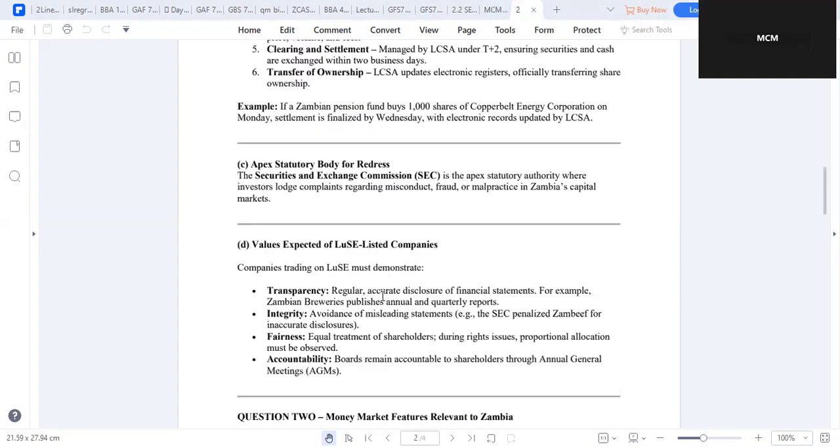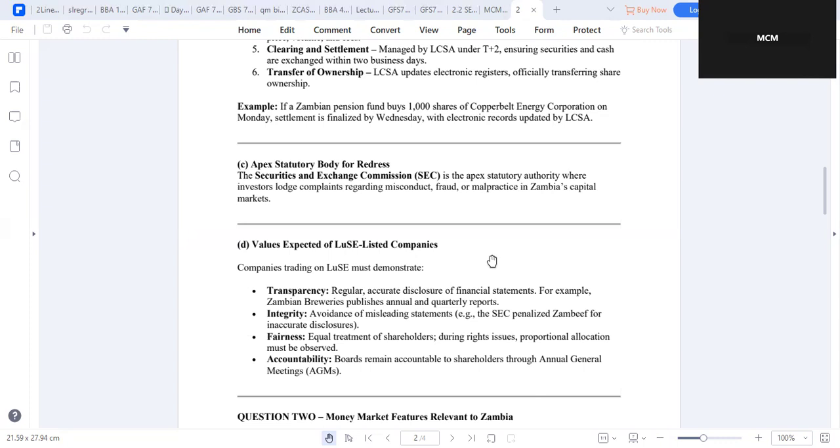So to look at values expected of LUSE listed companies like Zambeef, there's transparency, there should be regular and accurate disclosure of financial statements. For instance, these must annually and quarterly be reported. Integrity, they must avoid misleading statements just to ensure a good buy. I'll give an example of the 2012 Zambeef case.